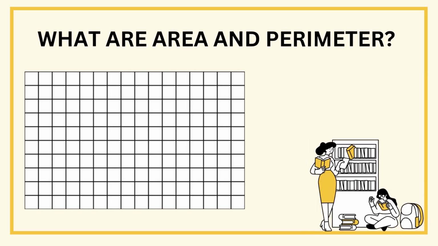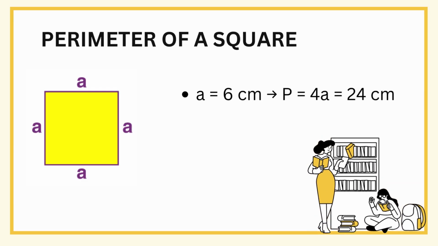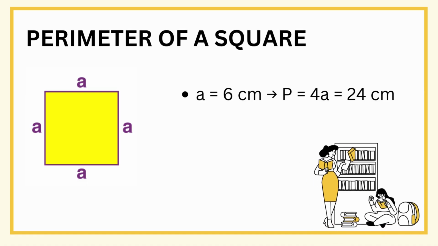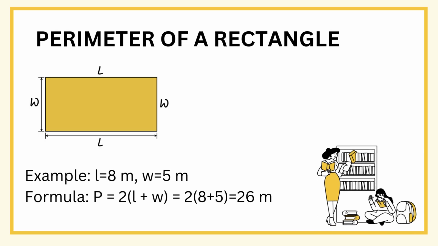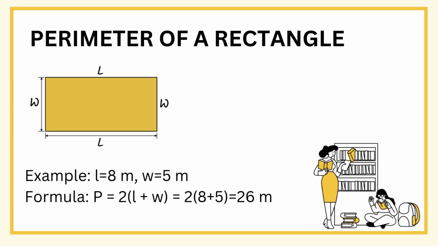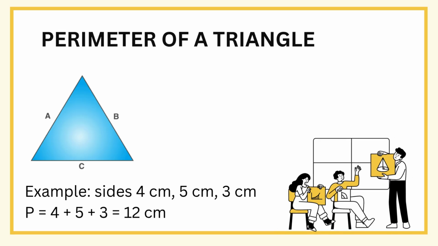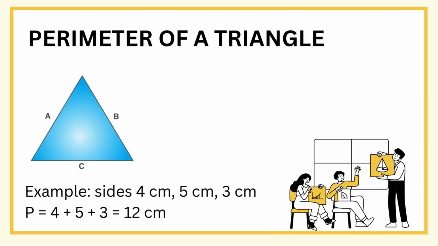Perimeter is the distance around a shape. Area is the space inside it. To find the perimeter of a square, add all sides or multiply one side by 4. To find the perimeter of a rectangle, it is equal to 2 times the quantity of length plus width, or 2 times length plus 2 times width. To find the perimeter of a triangle, you can just add all the side measurements of it, and that is the answer already.